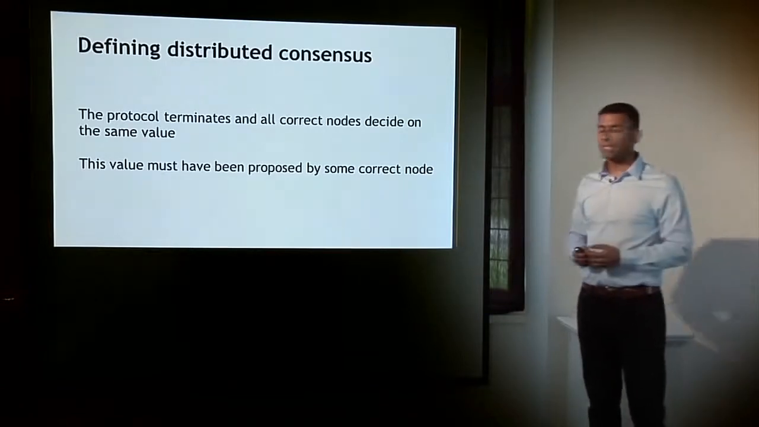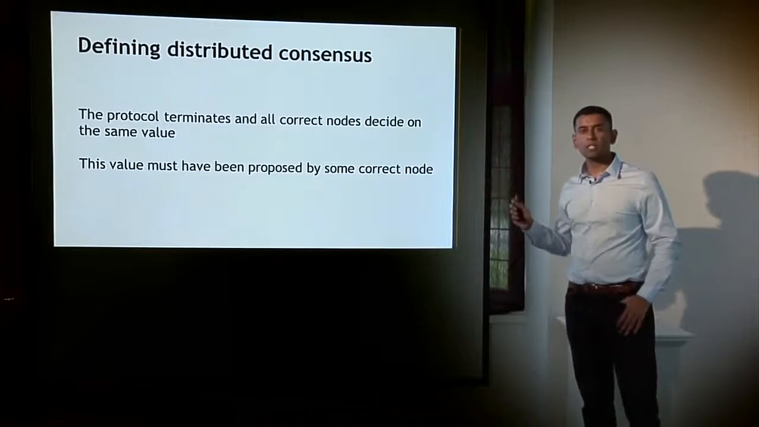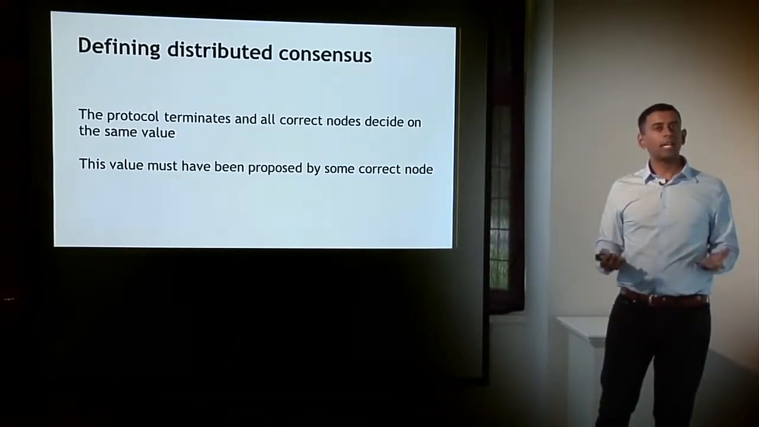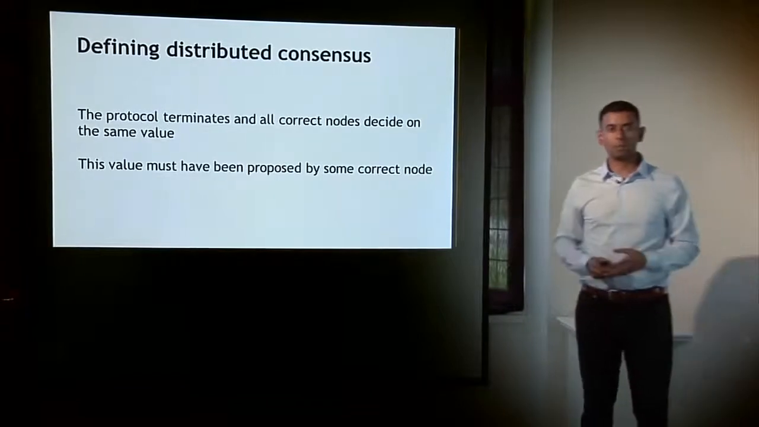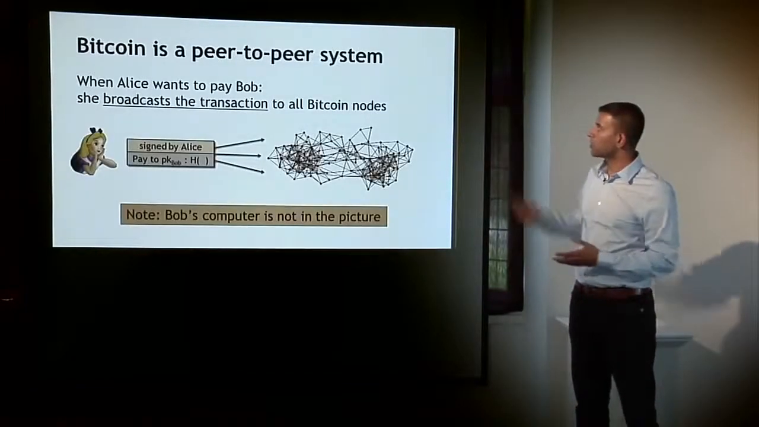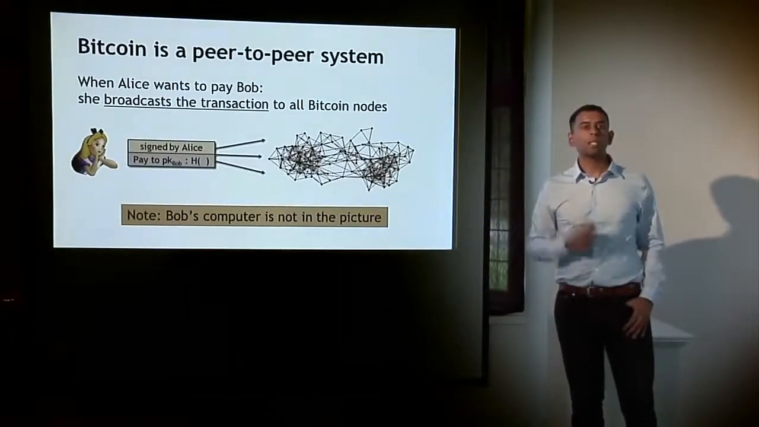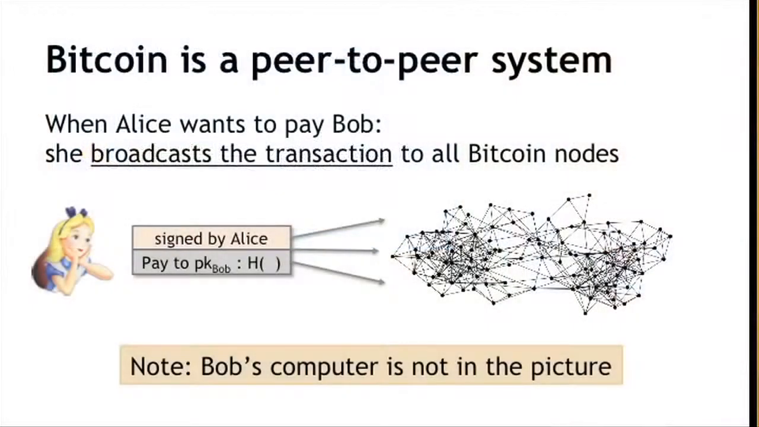So it's really that simple, but let's try to see what this might mean in the context of Bitcoin. To understand how distributed consensus could work in Bitcoin, let's start with a reminder that Bitcoin is a peer-to-peer system. What I mean is that when Alice wants to pay Bob, she's going to broadcast a transaction to all of the Bitcoin nodes that comprise the peer-to-peer network. And you can see here the structure of the transaction.